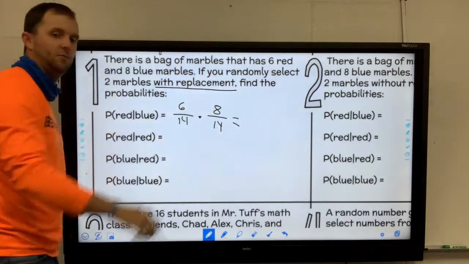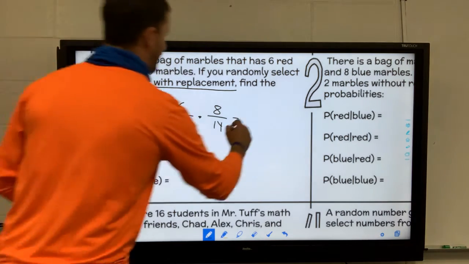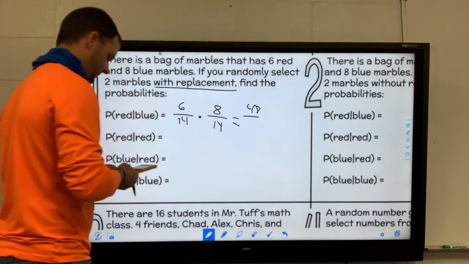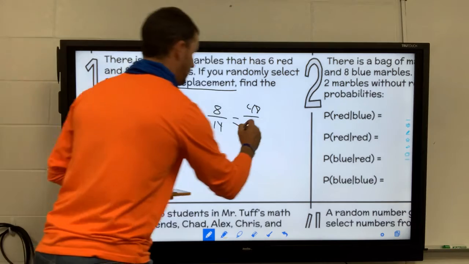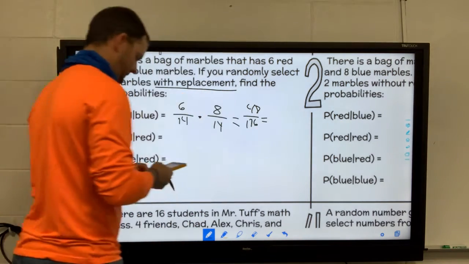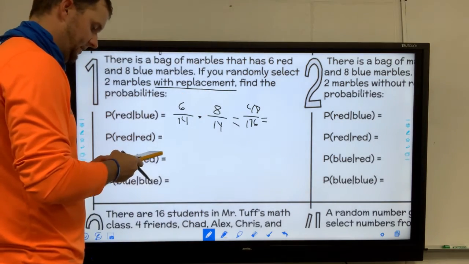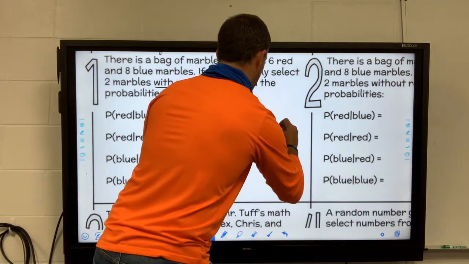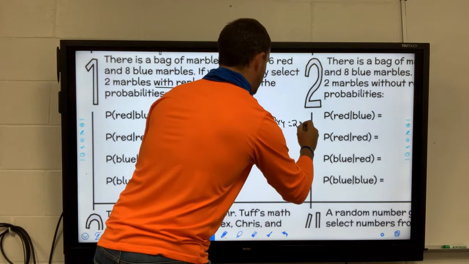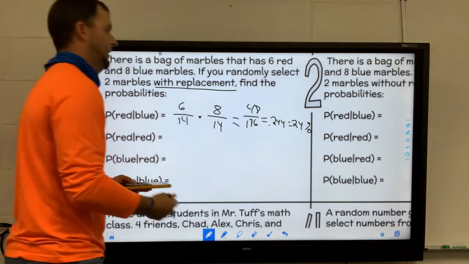And then all I got to do is multiply across. So 6 times 8 is 48. And 14 times 14 is going to give you 196. And then 48 divided by 196 as a decimal is going to give you 0.244, which is going to be a 24% chance that this is going to happen.